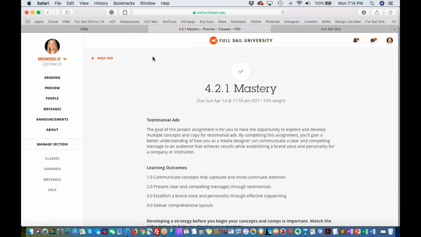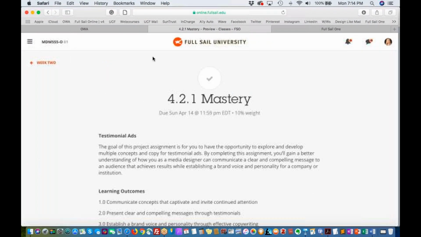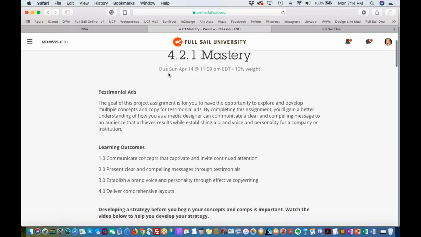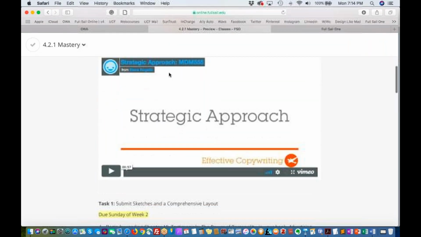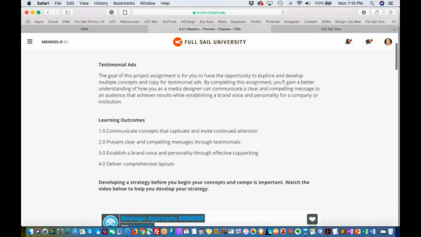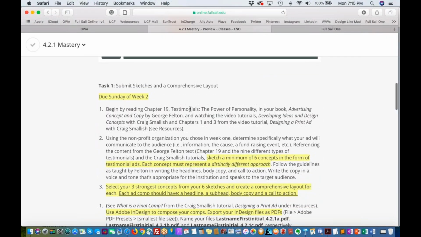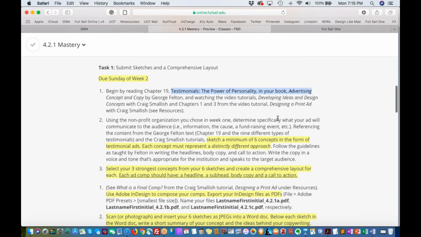So this week what we're doing is we're starting with the concepting of the ads. It's really important that you read chapter 19, The Power of Personality, about testimonials in your advertising concept and copy textbook, and watch the tutorials that we have listed here. That's why it was open last week.